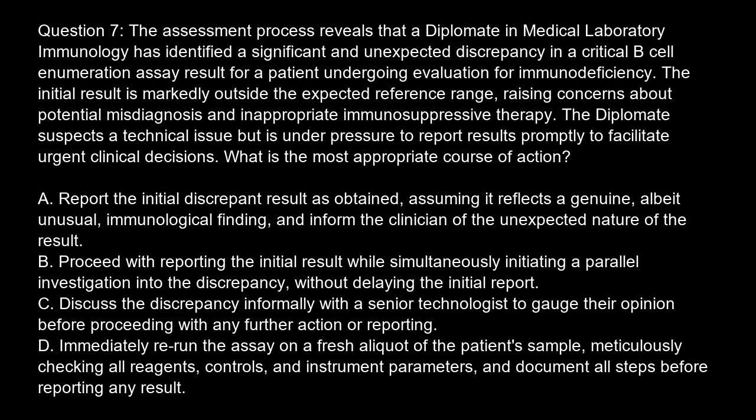Option A. Report the initial discrepant result as obtained, assuming it reflects a genuine, albeit unusual, immunological finding, and inform the clinician of the unexpected nature of the result. Option B. Proceed with reporting the initial result while simultaneously initiating a parallel investigation into the discrepancy without delaying the initial report. Option C. Discuss the discrepancy informally with a senior technologist to gauge their opinion before proceeding with any further action or reporting. Option D. Immediately rerun the assay on a fresh aliquot of the patient's sample, meticulously checking all reagents, controls, and instrument parameters, and document all steps before reporting any result.